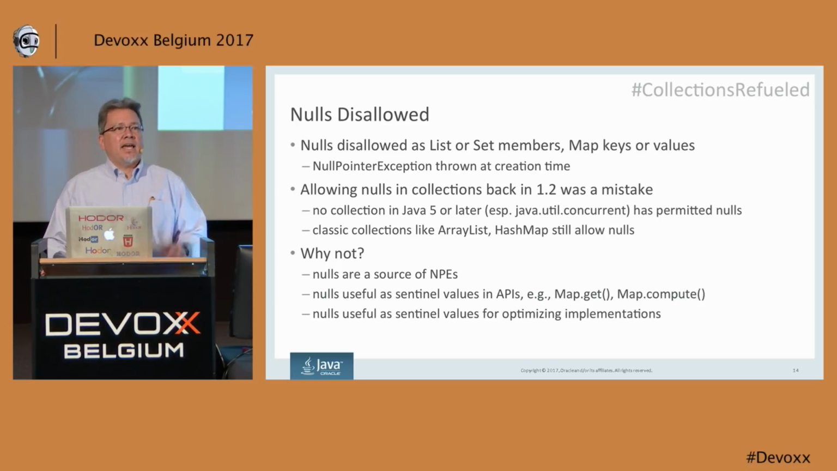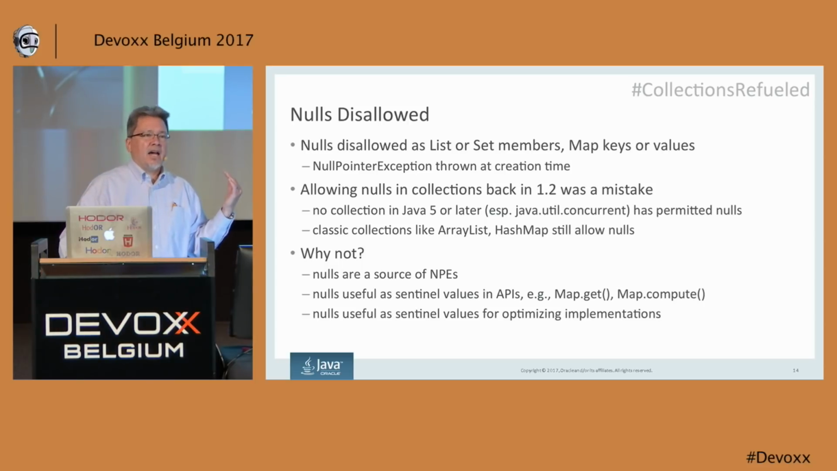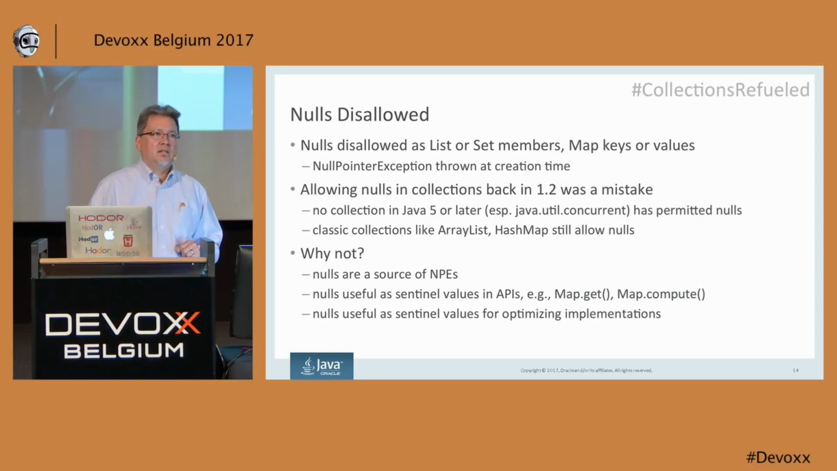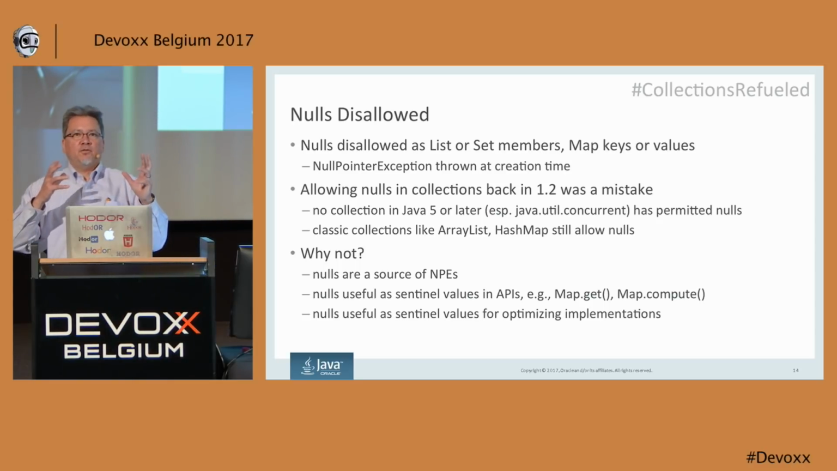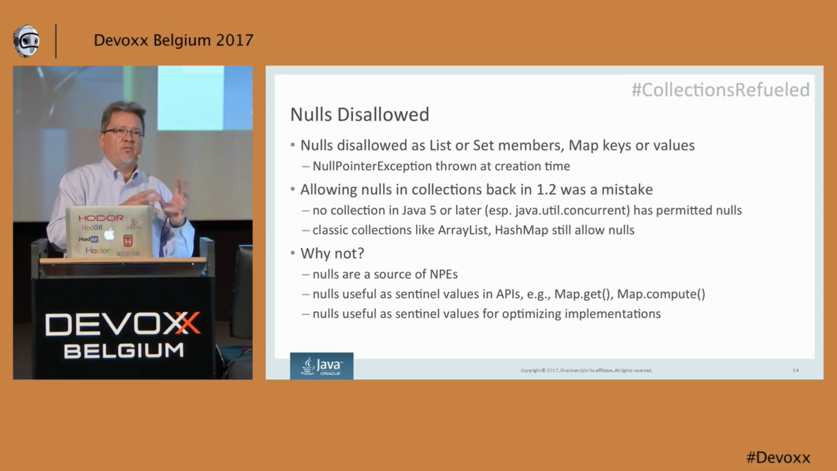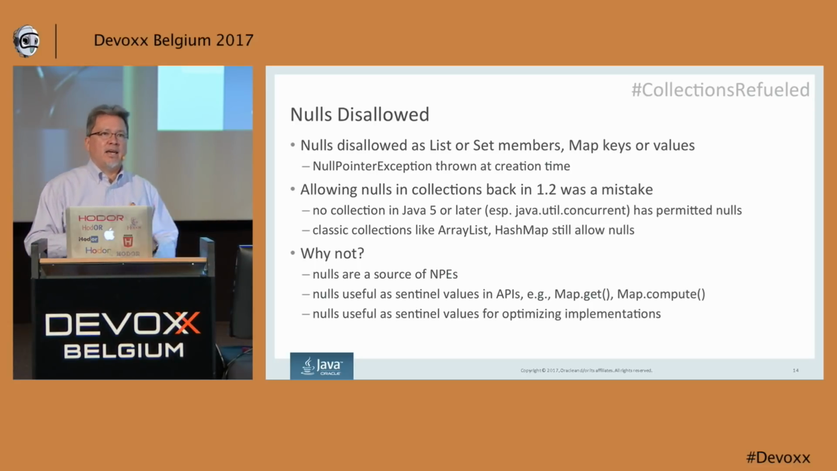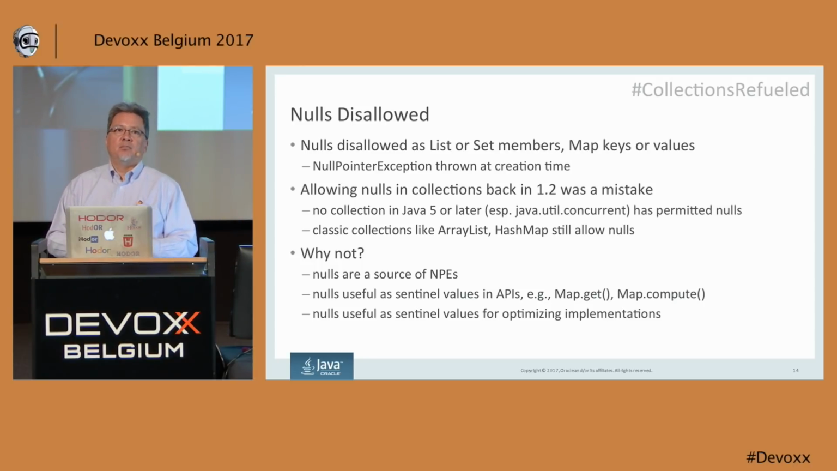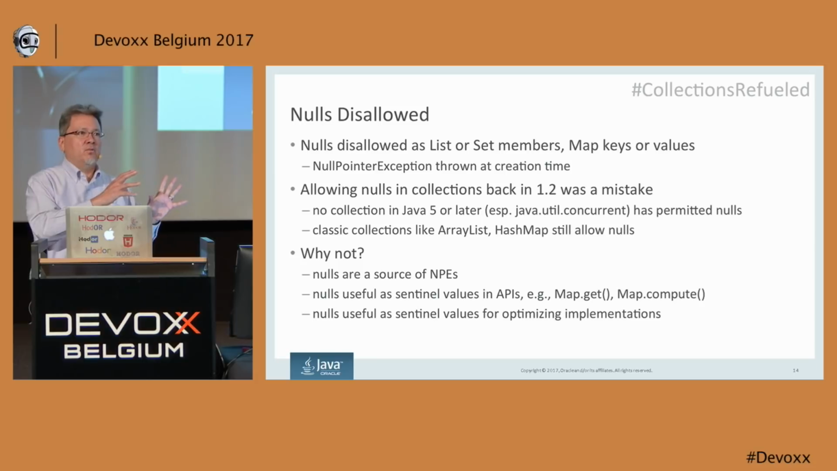So if you say map.get and you pass it a key, you get back the value that corresponds to that key. What if that key is not present in the map? Well, map.get returns null. What if the key is present and the value is null? You also get back null. So if one of your mapped values is null, map.get basically doesn't work. You just can't use it without worrying about whether the key was absent or whether it was present and null.